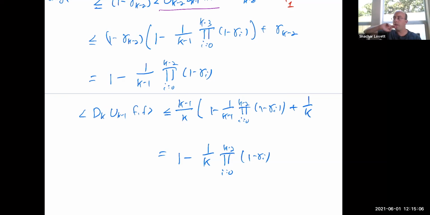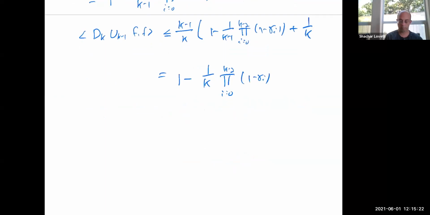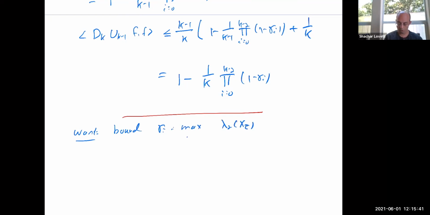And really you can ask, what can you do next? The point here is that we have the theorem, which is great. It's really useful. It's been used all over the place. But how do you bound these gamma i's? So the real question here is, what do we want? We want to bound these gamma i's. To remind you, this is the maximum of lambda 2 of x tau, tau in xi. And we saw one way of doing it.